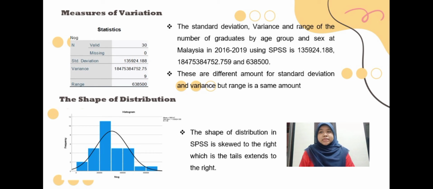Okay, the fourth one is the shape of distribution. The shape of distribution in SPSS is skewed to the right, which means the tail extends to the right.